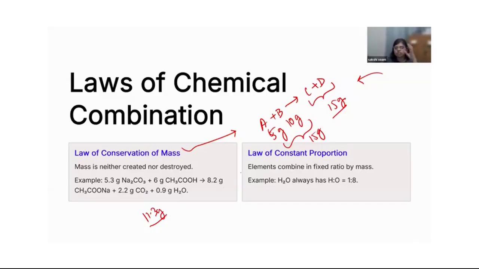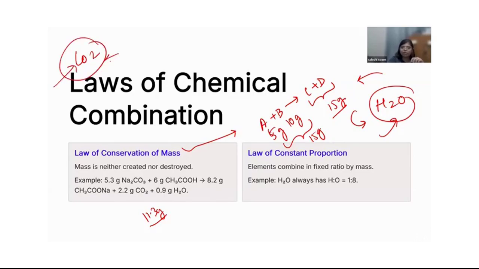Next is the law of constant proportion. What does it mean? Elements always combine in a fixed proportion, like in a water molecule, right? Here there will always be 2 hydrogen and 1 oxygen in a molecule of water, right? So this is always there. For example, carbon dioxide, right? There will always be 1 carbon with 2 oxygen. So CO4 is not carbon dioxide, right? Okay. So elements always combine in a fixed ratio.